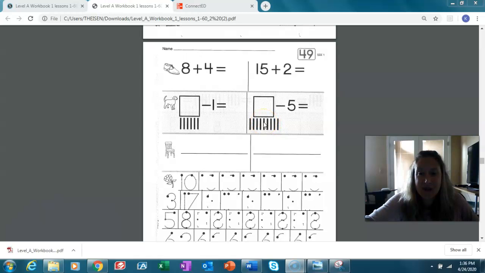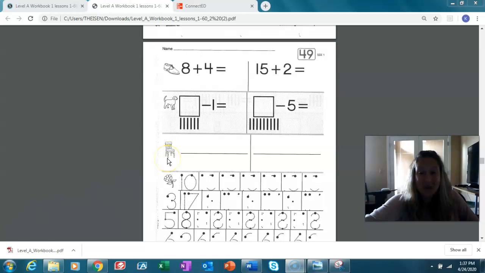Okay. After you cross out the 5 lines, write down the number you end up with. Did everyone write 4 as the number you end up with? Good job. Let's read the problem and answer. Ready? It should say 9 take away 5 equals 4. Good job with that, boys and girls.